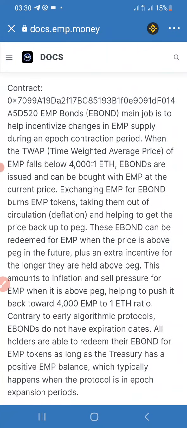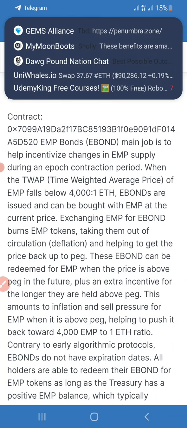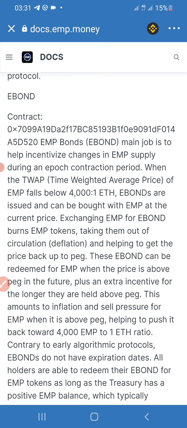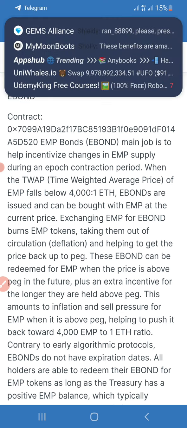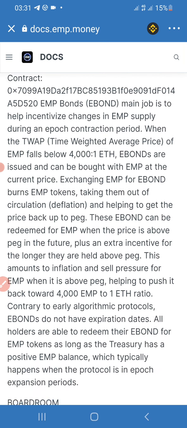So now, when the peg has gone down and you exchange your EBOND, you will use that EBOND when the price has gone back to the peg to exchange for your EMP token. So it will be 1 EBOND to 1.15 EMP. So it means that for helping them to sustain the project, you'll be getting a profit of 0.15 EMP token. So that explains that.